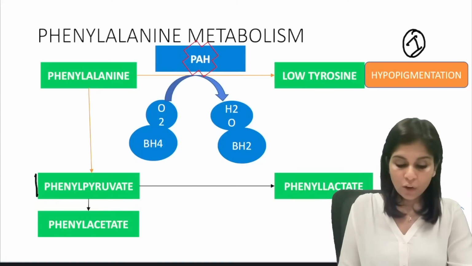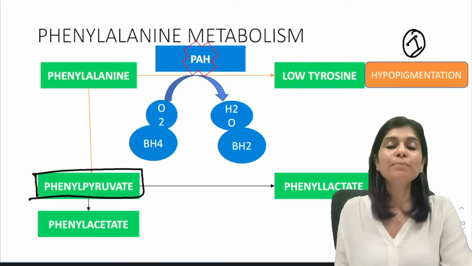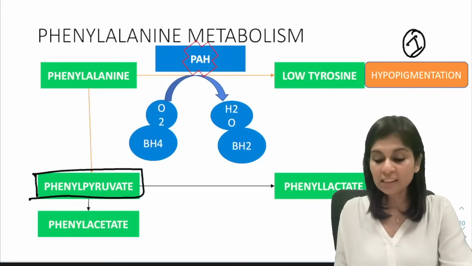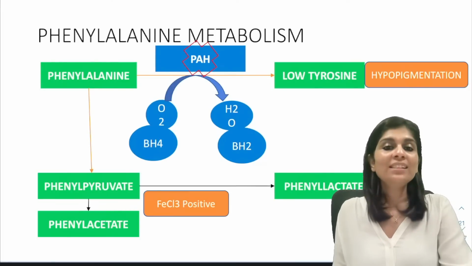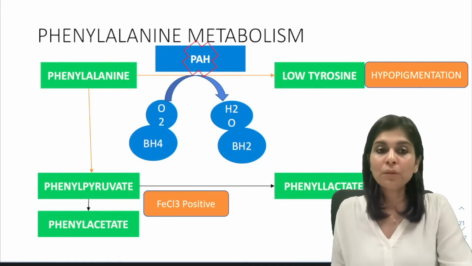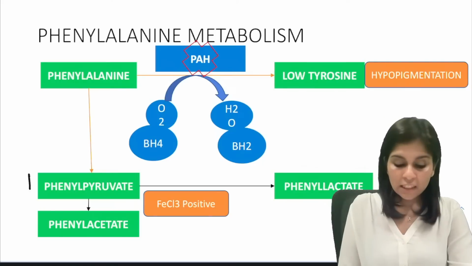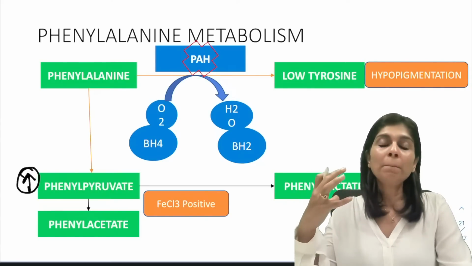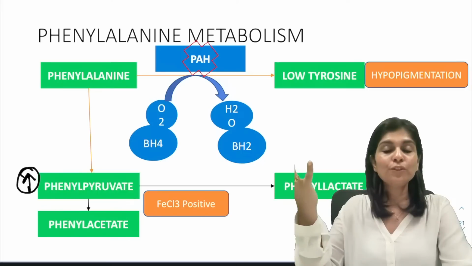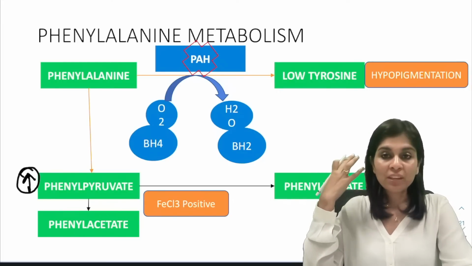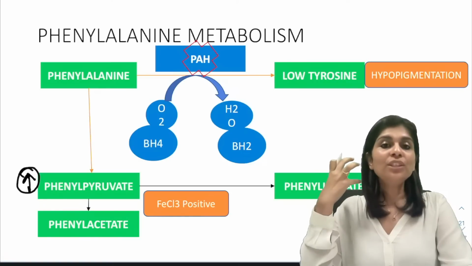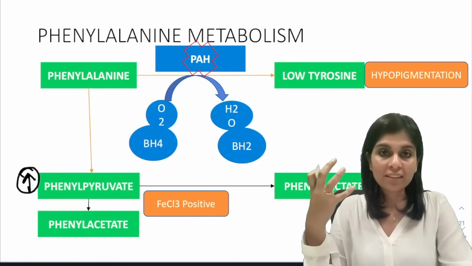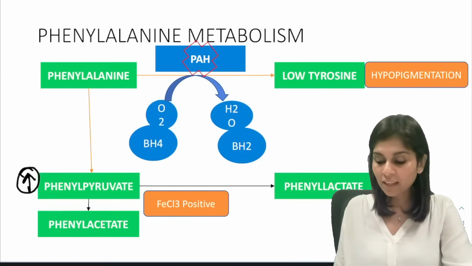Because phenylpyruvate accumulates and it's a ketone body, it answers the ferric chloride test. So the second finding is that ferric chloride test will be positive. And when these phenyl ketones accumulate in the blood, they compete with other neutral amino acids to cross the blood-brain barrier. So the brain does not get essential amino acids for its development, and that causes mental retardation.